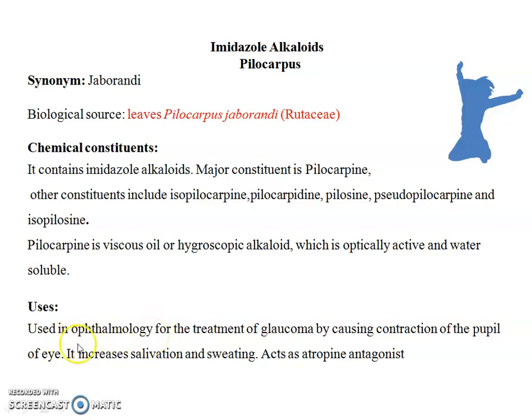And in uses, it is used in the treatment of glaucoma, which you are going to read in pharmacology. So in Pilocarpus, what do you have to remember? Nothing, because Pilocarpus jaborandi, jaborandi is the synonym, pilocarpine is the chemical constituent, and use is in glaucoma. That's it. That makes this very, very simple.